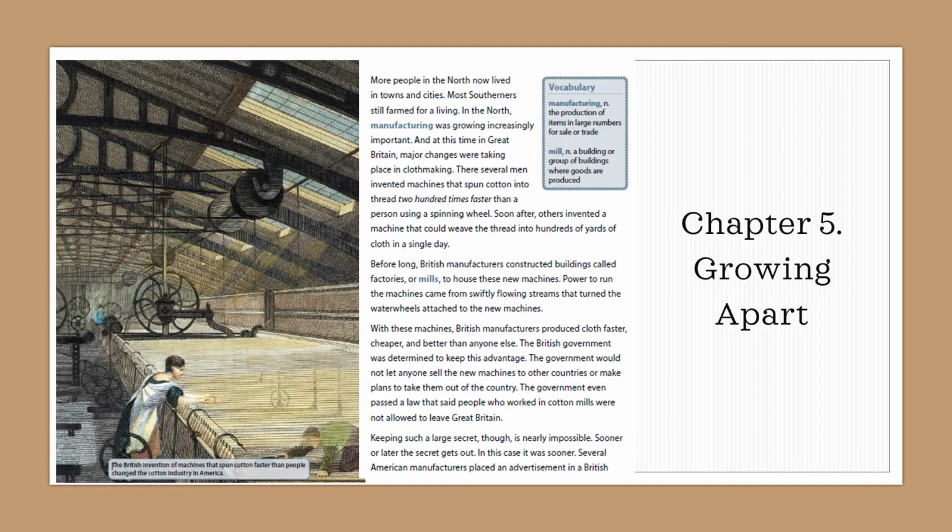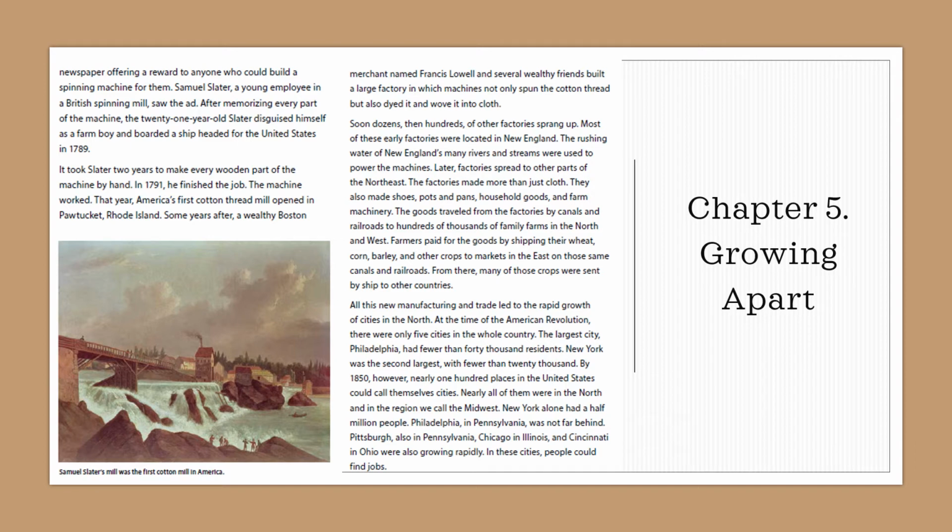Several American manufacturers placed an advertisement in a British newspaper offering a reward to anyone who could build a spinning machine for them. Sam Slater, a young employee in a British spinning mill, saw the ad. After memorizing every part of the machine, the 21-year-old Slater disguised himself as a farm boy and boarded a ship headed for the United States in 1789. It took Slater 2 years to make every wooden part of the machine by hand. In 1791, he finished the job. The machine worked. That year, America's first cotton thread mill opened in Pawtucket, Rhode Island.